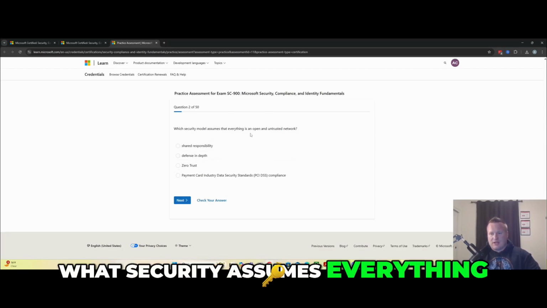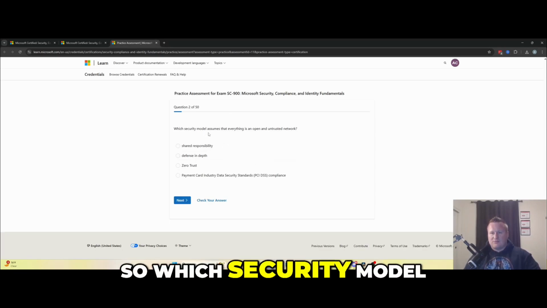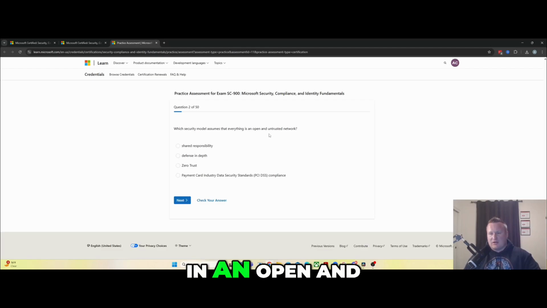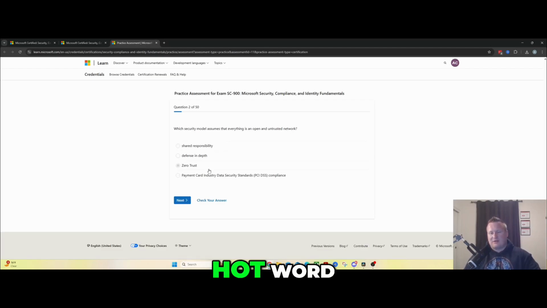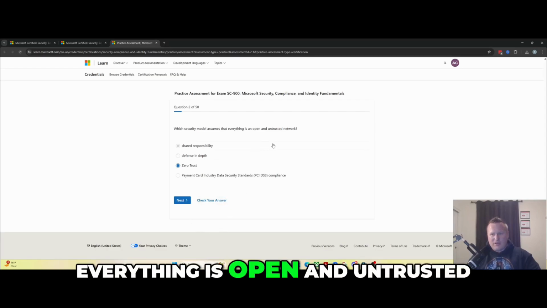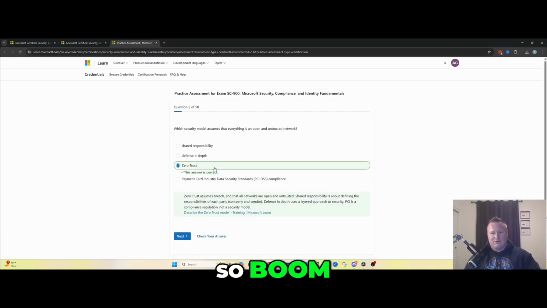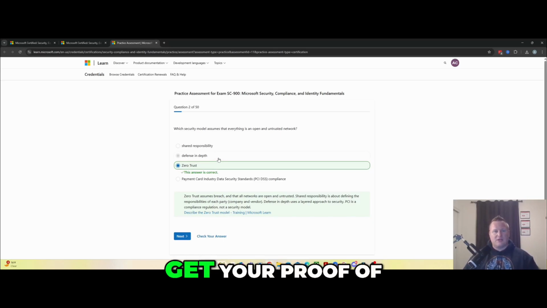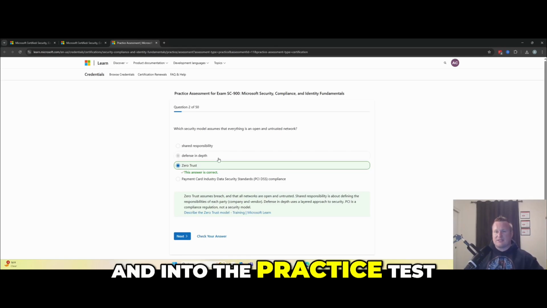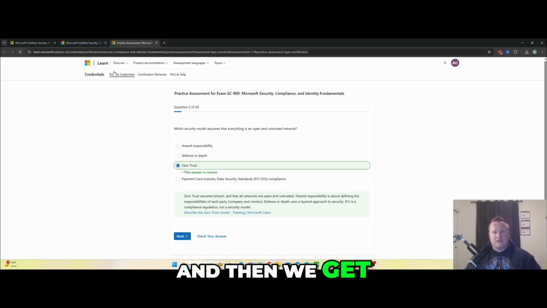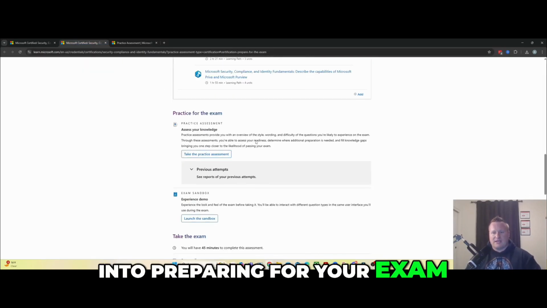Which security model assumes everything is open? So which security model assumes that everything is in an open and untrusted network? Oh man, this was a hot word a few years ago. That is zero trust. Everything is open and untrusted. So boom. But yeah, this is very quick and easy to study. Get your proof of concepts and that understanding once you actually get done with that course and into the practice test. And then we get into preparing for your exam.